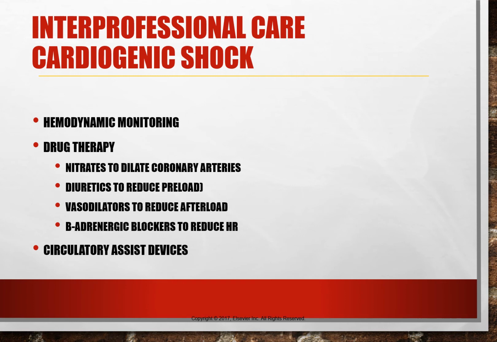So for medications, they might be given nitrates to dilate coronary arteries, diuretics to reduce the preload, vasodilators to reduce the afterload, beta blockers to help reduce the heart rate, and all of the other shocks. We actually want to keep the heart rate elevated because, again, it's that compensatory mechanism. But with cardiogenic shock, that heart rate beating so fast is going to increase that myocardial demand, which the body doesn't have to give. So we want to make sure we try to keep their heart rate controlled.